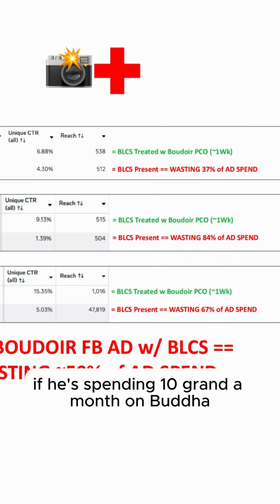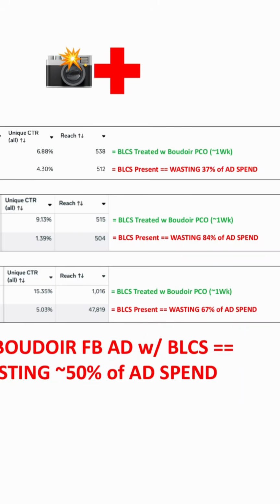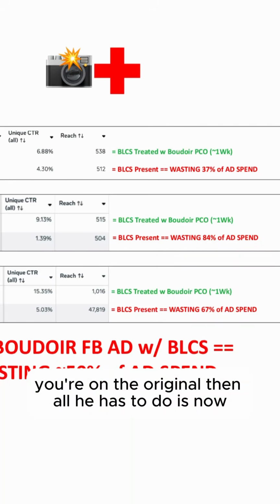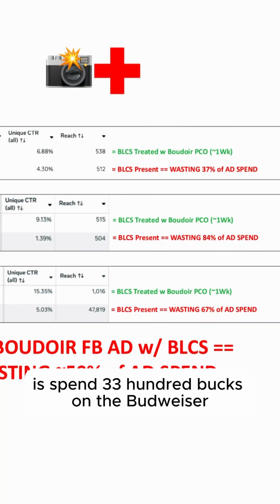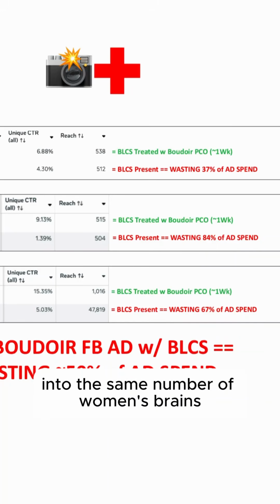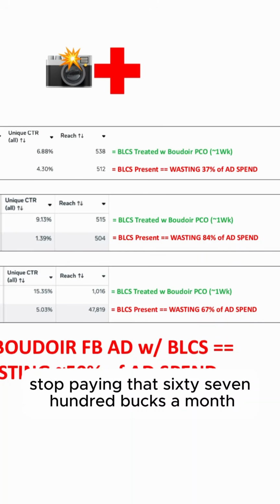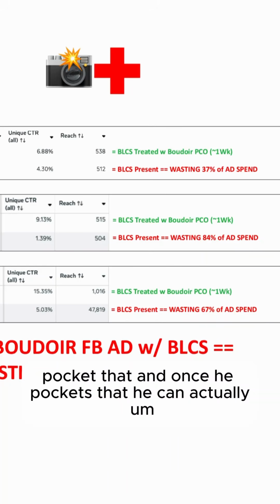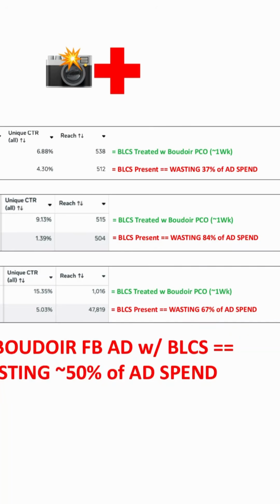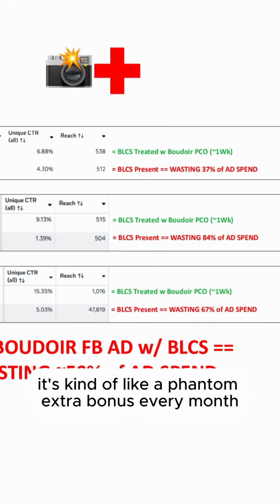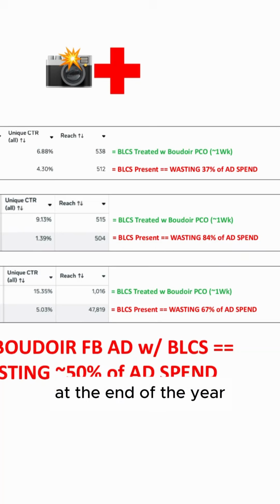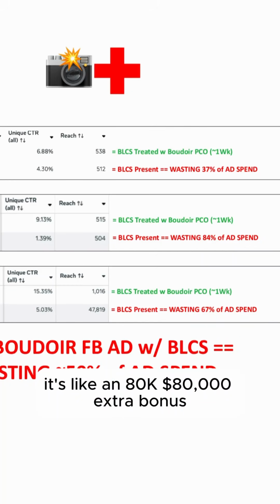So if he's spending 10 grand a month on Boudoir Facebook ads on the original, then all he has to do now is spend $3,300 on the Boudoir Pico treated ad, and he gets his ad into the same number of women's brains in both scenarios. So literally he can stop paying that $6,700 a month and pocket that. It's kind of like a phantom extra bonus every month, and at the end of it, it's like an $80,000 extra bonus.